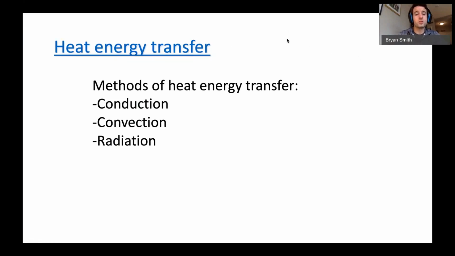Right away, you might notice that conduction and convection kind of sound very similar. There's only two letters different between the two of them, so just be aware of that. And hopefully, as we explain the difference, you'll feel good about the difference between the three of those.